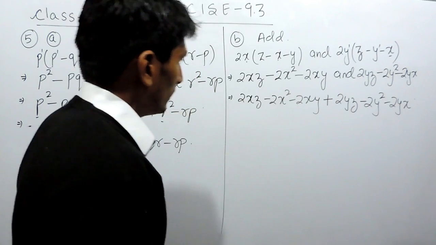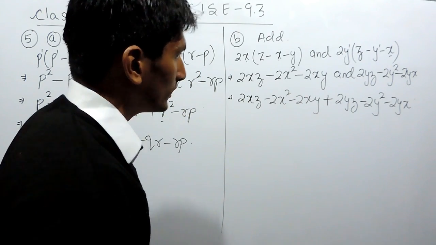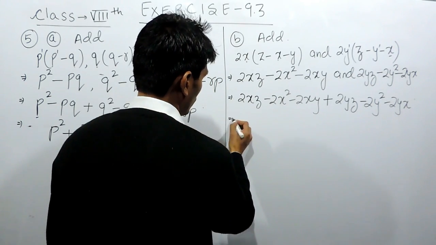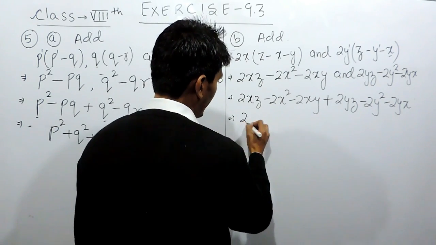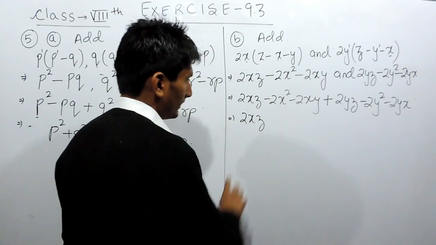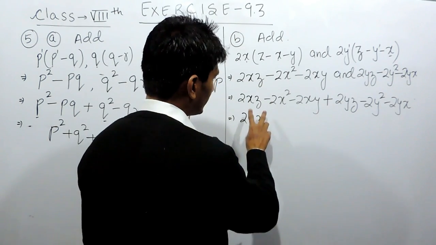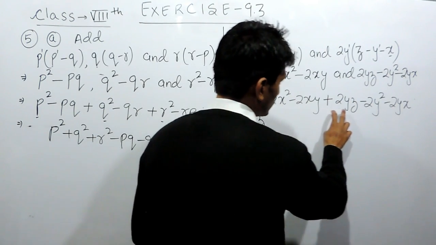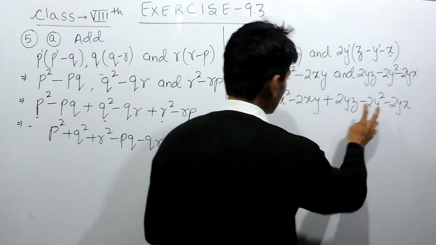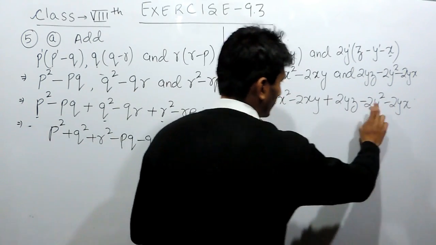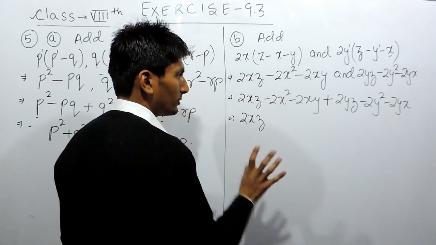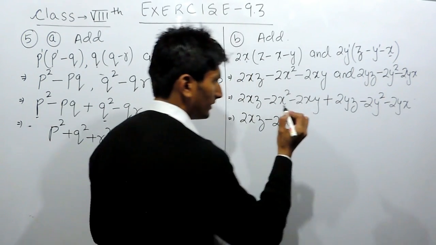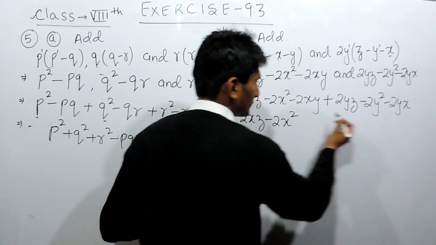Now again, if you want to solve this, we have to search for the like terms. So 2xz is the first term. I have to check whether there is another term having x and z. So there is no such term here, so this cannot be solved further. 2x square is again a single term. There is no other term similar to this.